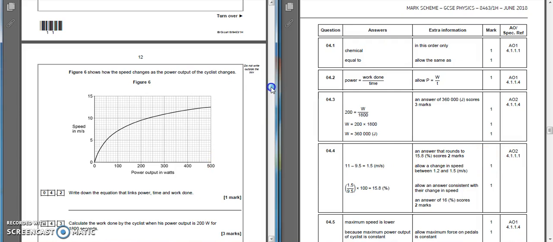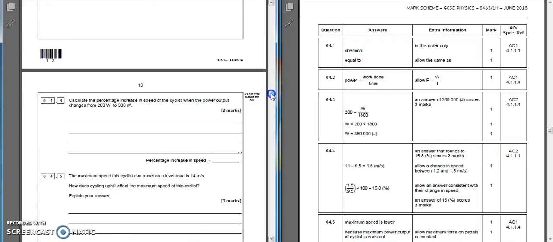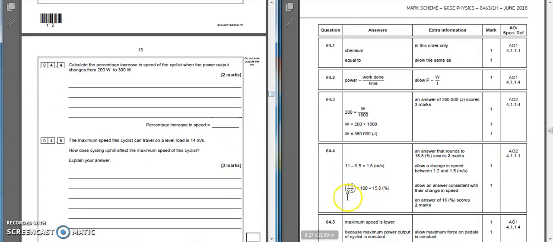The second part then is for working out that increase as a percentage. So if you're looking again at the calculation here, that is 1.5 out of a total of 9.5 times by 100. It's the same way as you'd work out a percentage in a test. That should give you 15.8%.